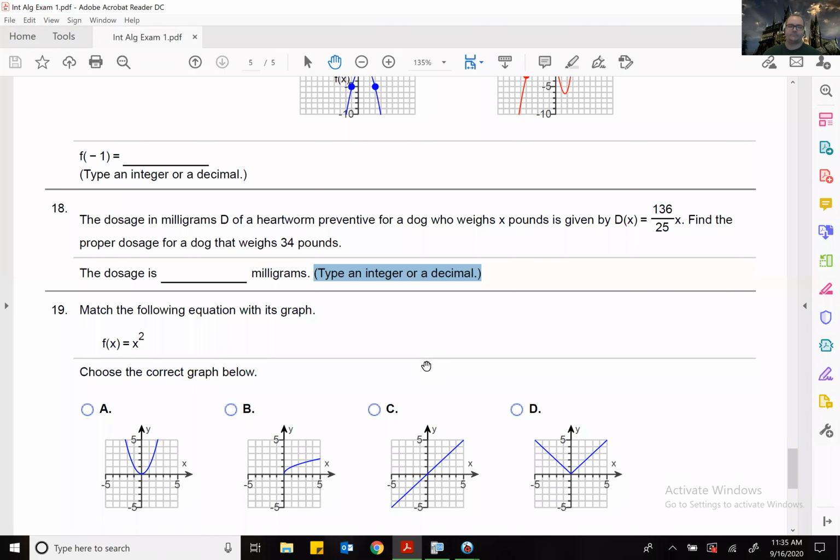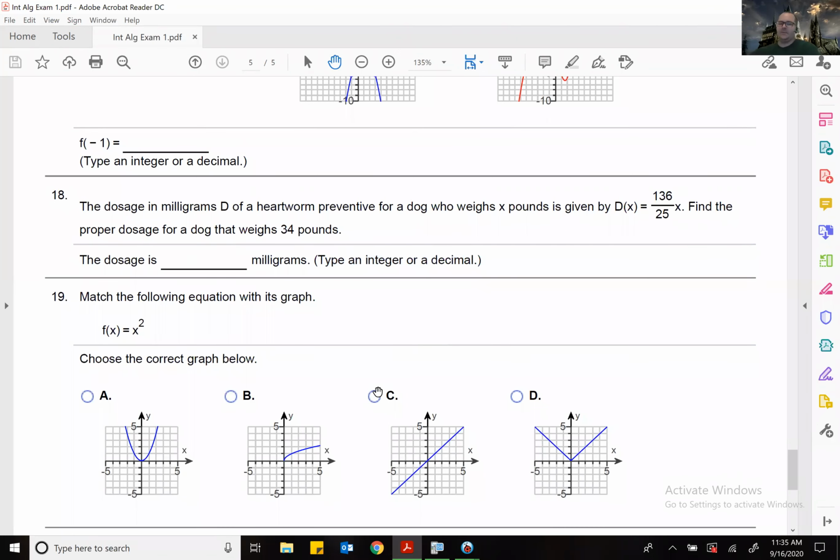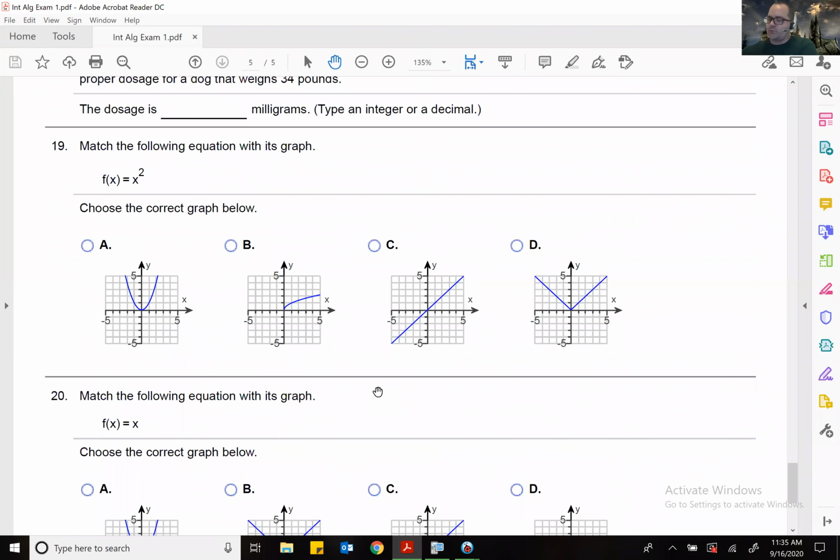Okay. Last but not least, number 19 to number 20. These are not crazy ones. They just want to know, if I give you this function f of x equal to x squared, which picture down below is that function? A. It is A.